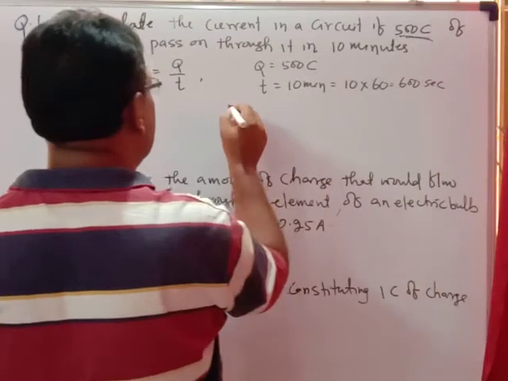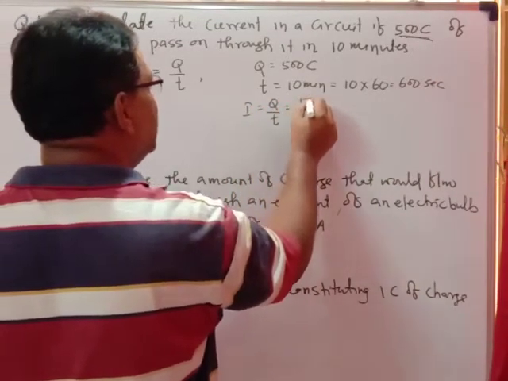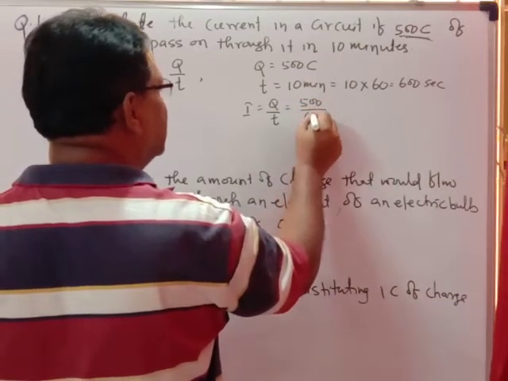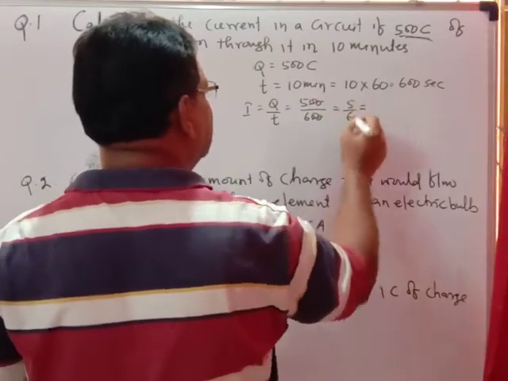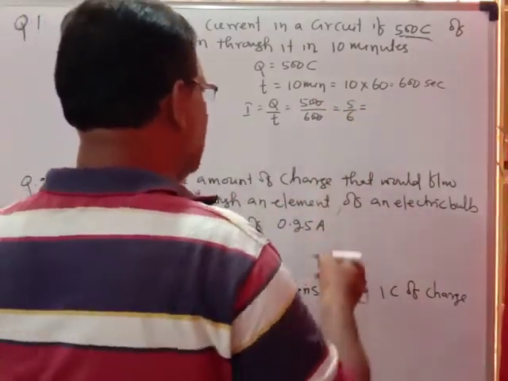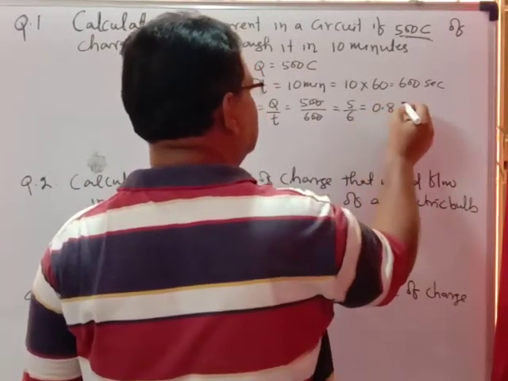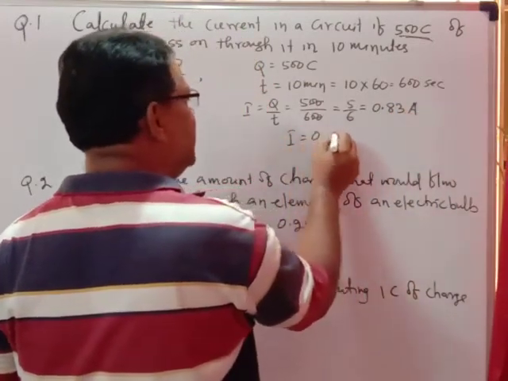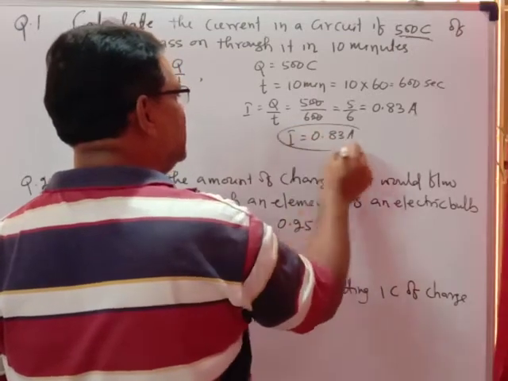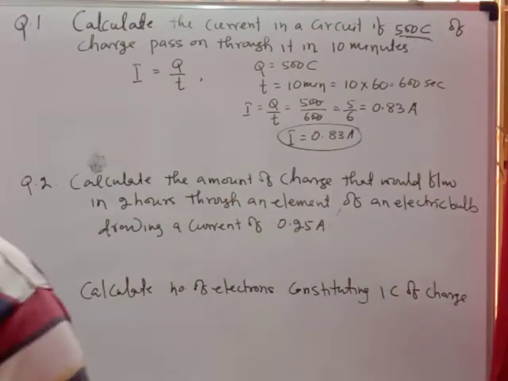So according to this formula, I equal to Q by T, and this is equal to 500 upon 600. So this will be equal to 5 upon 6, that is equal to 0.83 ampere. So in the circuit you are finding the current equal to 0.83 ampere. The first question is done.